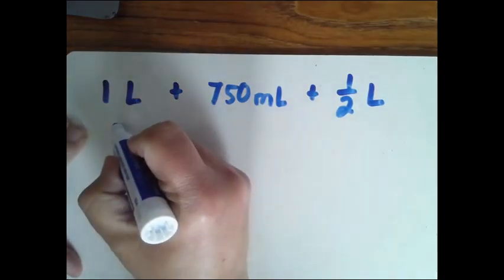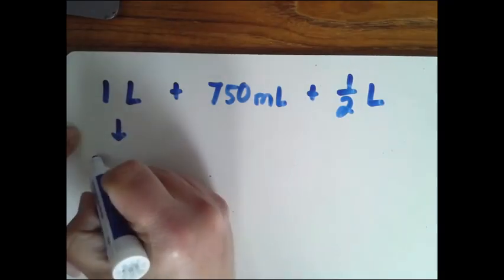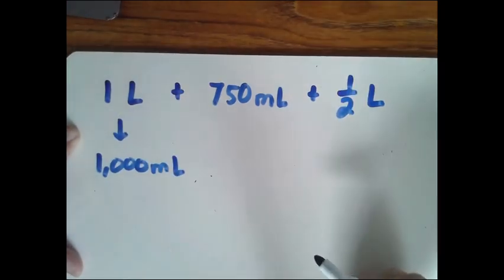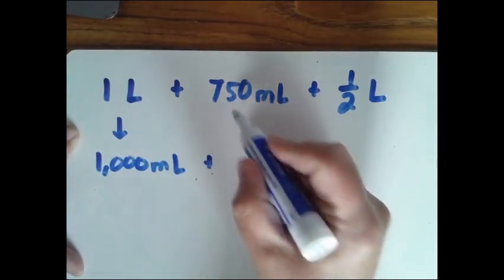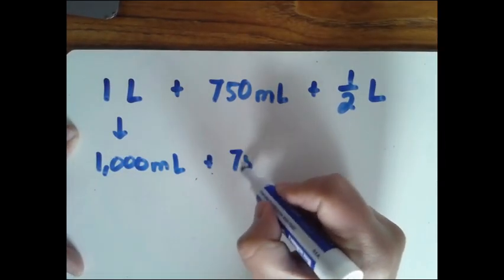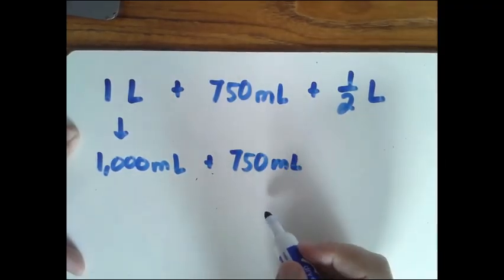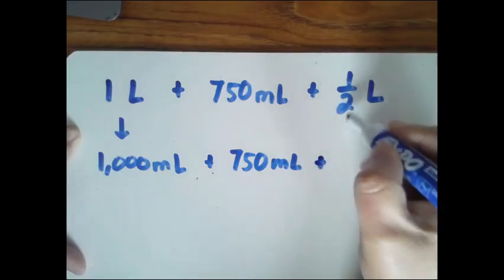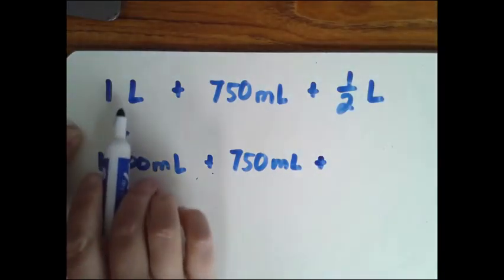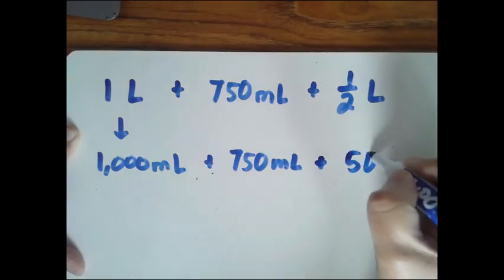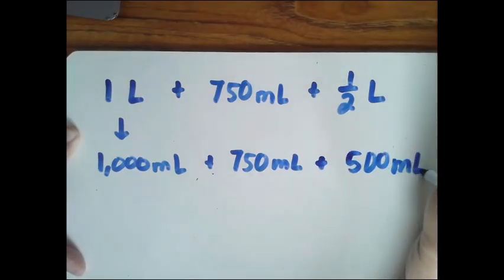Okay. So we know that 1 liter is 1,000 milliliters. So there we go. Plus 750 milliliters. We don't need to do anything to that because it's already milliliters. And half a liter, well, if 1 liter is 1,000 milliliters, we know that half has to be 500 milliliters.